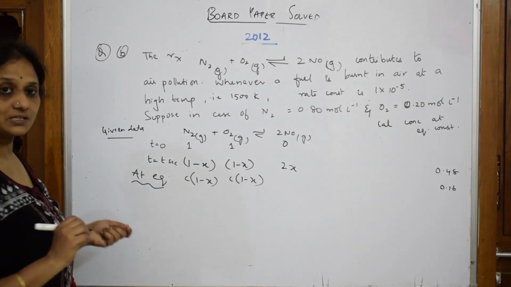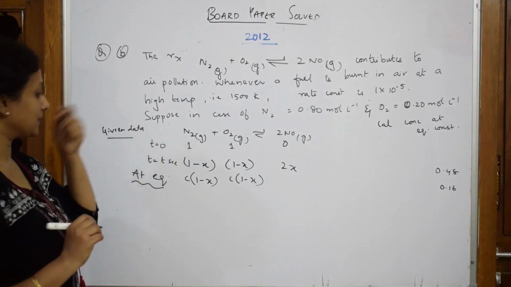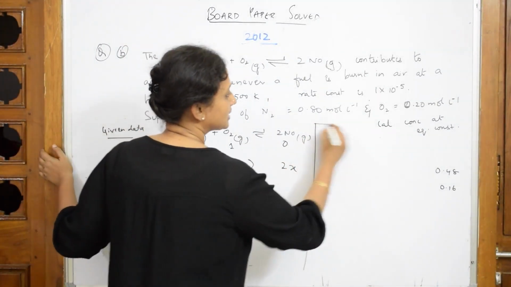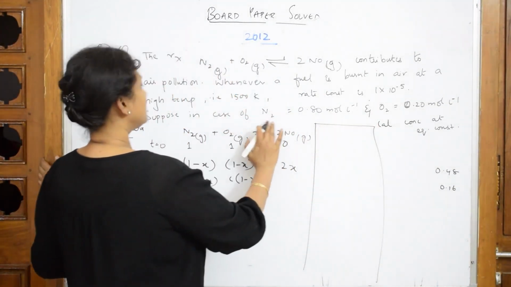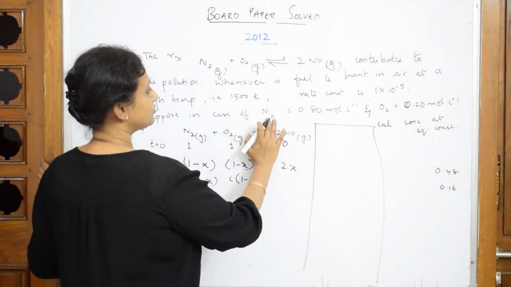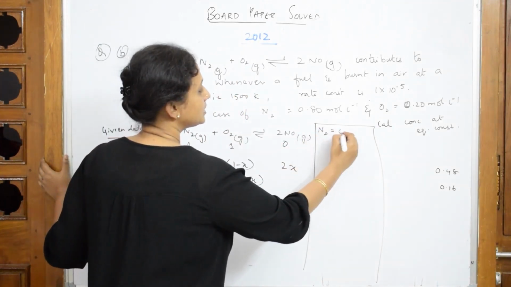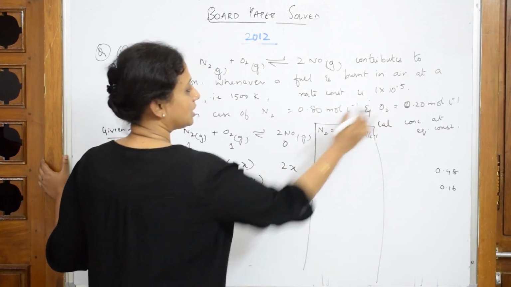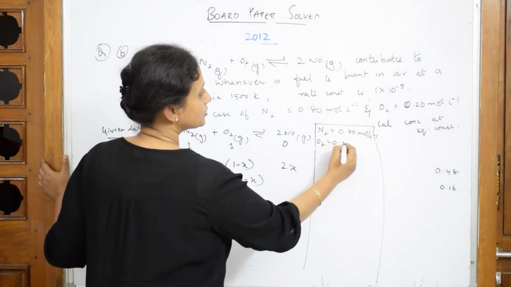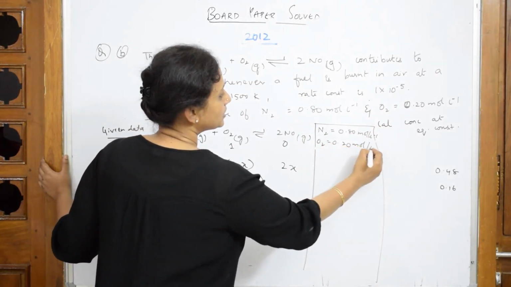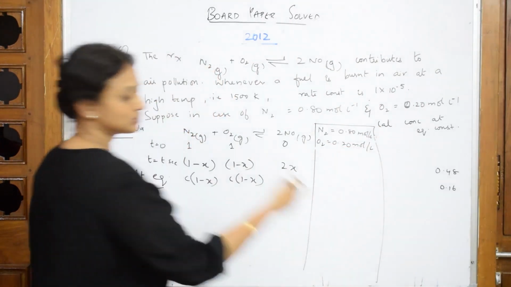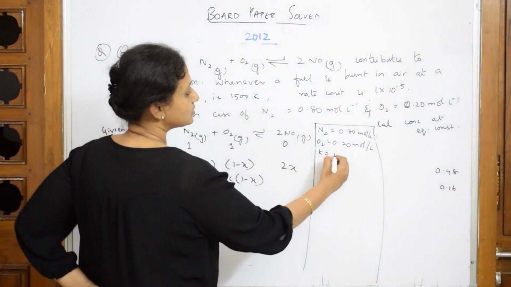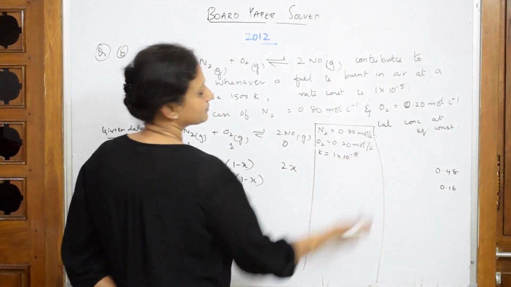Now let us solve this whole thing. What is the data given to me? They have given me the concentration of N2, which is 0.80 mole per liter. The concentration of oxygen given is 0.20 mole per liter. Let us not write numbers because I already wrote them. What else is given to us? K is equal to 1 into 10 raised to the power minus 5.